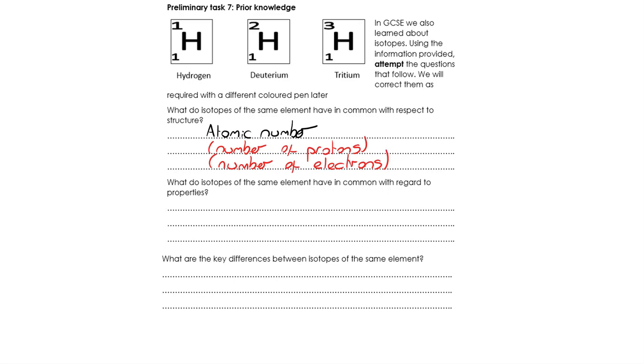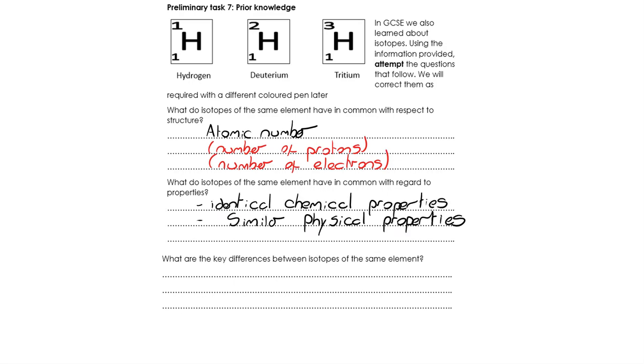So always be mindful of how the question is being asked. But what about properties? Well, they're going to have identical chemical properties because chemical properties are determined by electrons being lost, gained or shared. They're also going to have very similar physical properties. There may be incredibly slight variations, but not much at all.